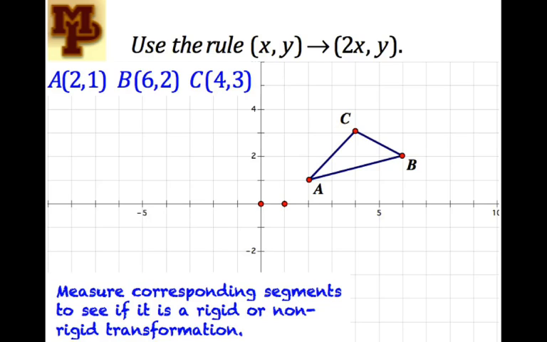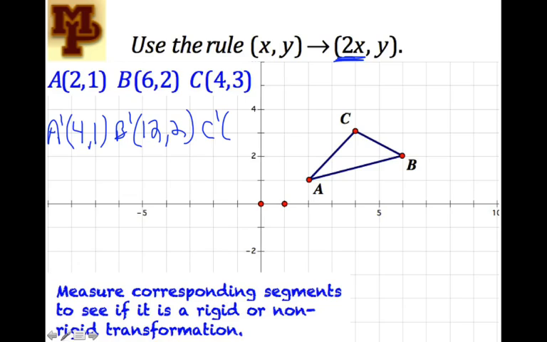Okay, so as I mentioned, if you multiply the x's by some number bigger than 1, it's going to horizontally stretch them. So if we just multiply each of these x's by 2, we'll be able to visually see that that's what happens. So that's 4, 1. B prime, if we double that, it's going to be 12, 2. And C prime is going to be 8, 3.